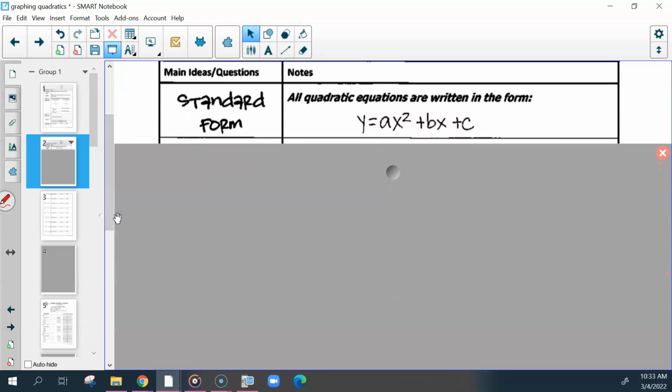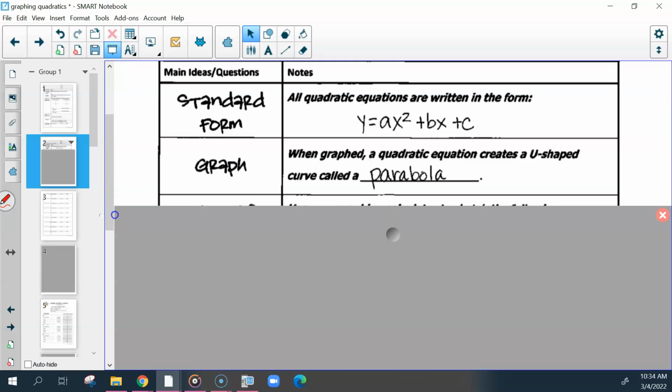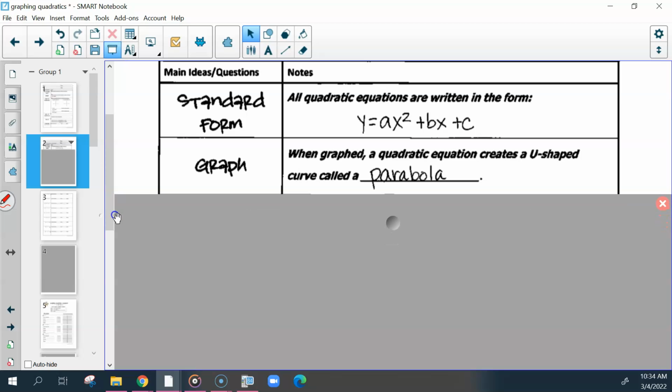First, all quadratic equations are written in the form y equals ax squared plus bx plus c. So we're thinking back to our factoring unit when we had trinomials. They were all in this form. They were all quadratics. Really, the difference of squares and the trinomials, those were all quadratics. The grouping or the GCF could have been, it could have not been, it depended.